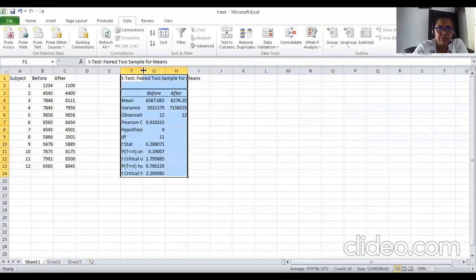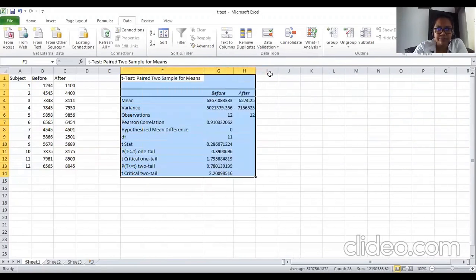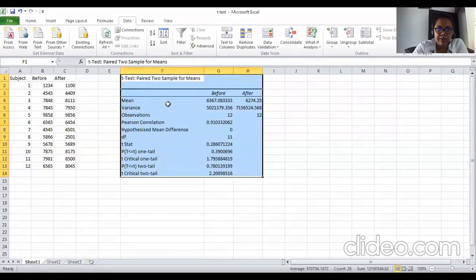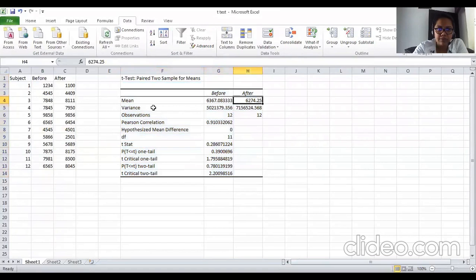Okay, so we are getting the output. Here you have the mean values for before and after, the variances before and after, and the number of observations, which is 12. The Pearson correlation shows a positive relationship between the before and after situations, which is pretty obvious. So we are not going to look at those things.